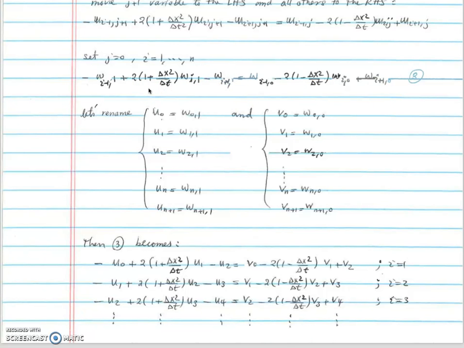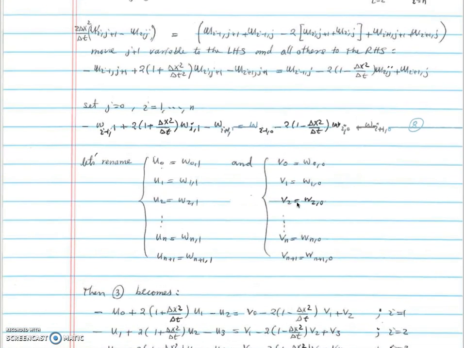So now let's substitute some of these variables. I'm going to substitute all the comma 1 variables with u's, and all the comma 0 variables with v's. That is to say, w 0 comma 1, 1 comma 1, 2 comma 1, all the way to n plus 1 comma 1, become u0, u1, u2, all the way to un plus 1, and the w 0 comma 0, 1 comma 0, 2 comma 0, and n plus 1 comma 0 become v's.